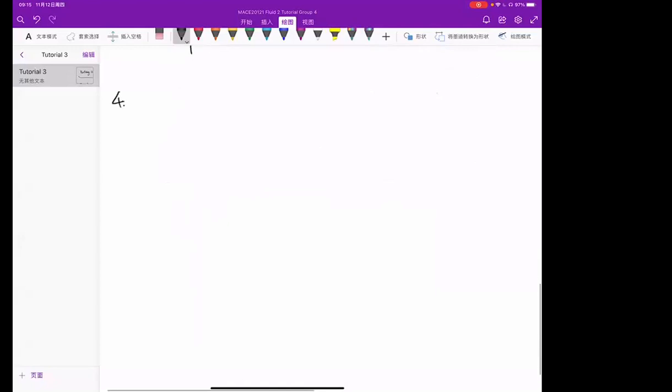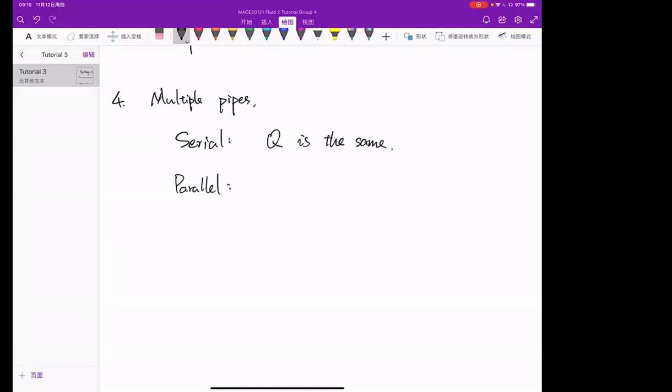And then we have multiple pipes. Well, there are two principles. So for serial, Q is the same along the whole system. And for parallel, head loss is the same. So I think this is fairly easy to understand.